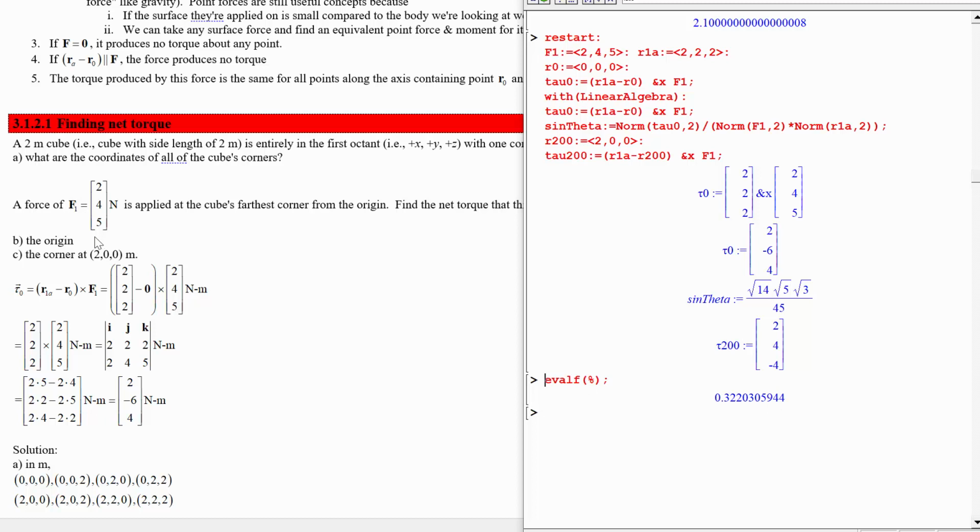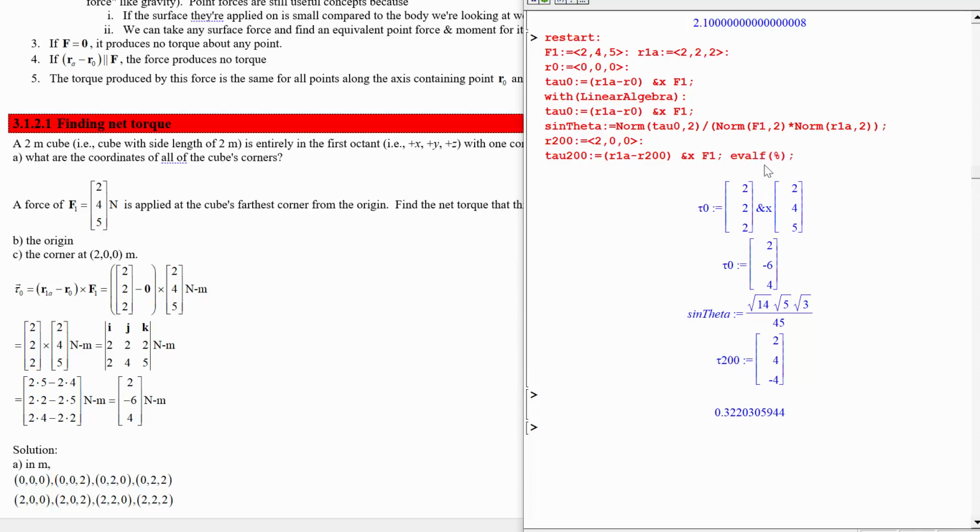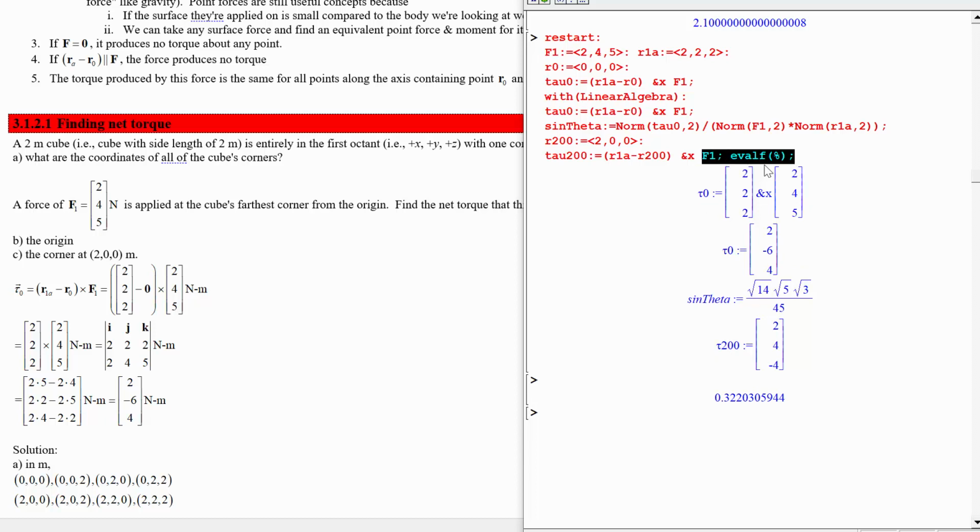And we can work out what the angle is between those two. And this one, being at 200, has more of an angle to F1 than the previous one. So we expect to get a larger angle between them than before. Let's check that.